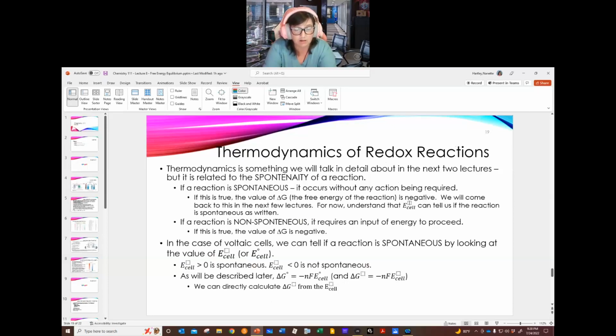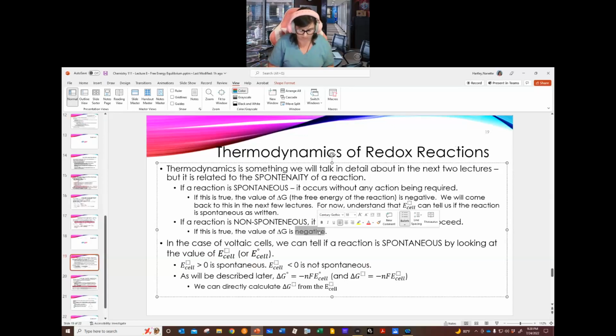For now, understand that E cell can tell us if a reaction is spontaneous as written. If the reaction is non-spontaneous, it requires an input of energy to proceed. If that's true, the value of delta G is positive. Oops. It's negative if it's spontaneous. It's positive if it's non-spontaneous.